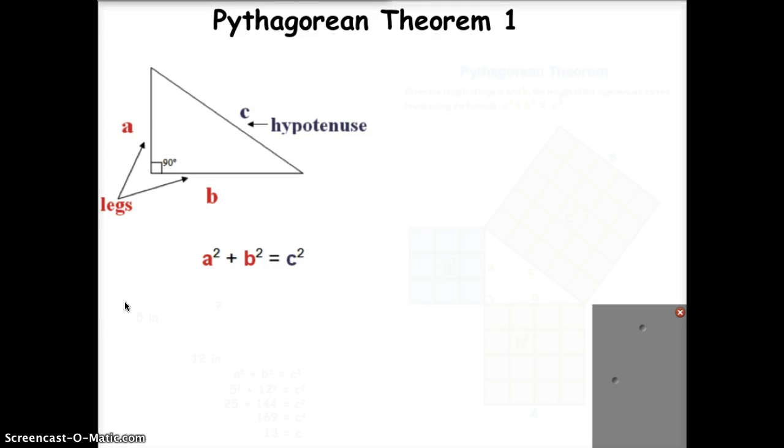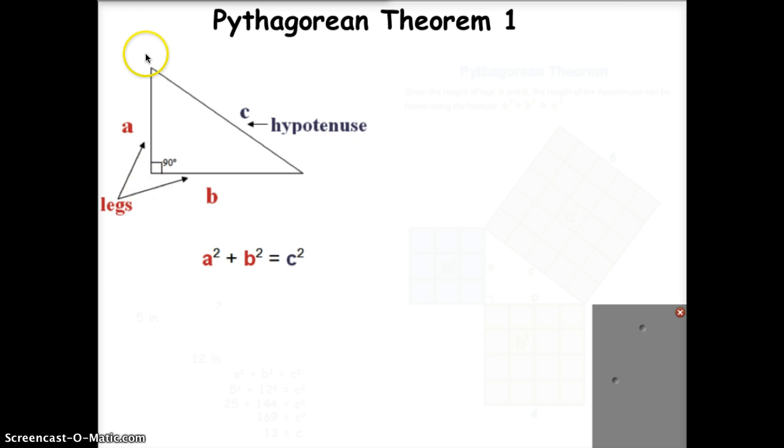This is a video that will help you understand and use the Pythagorean theorem. Now, many of you may have heard the phrase a squared plus b squared is equal to c squared, and may even know that it is called the Pythagorean theorem. But what does the Pythagorean theorem really mean, and how do we use it?